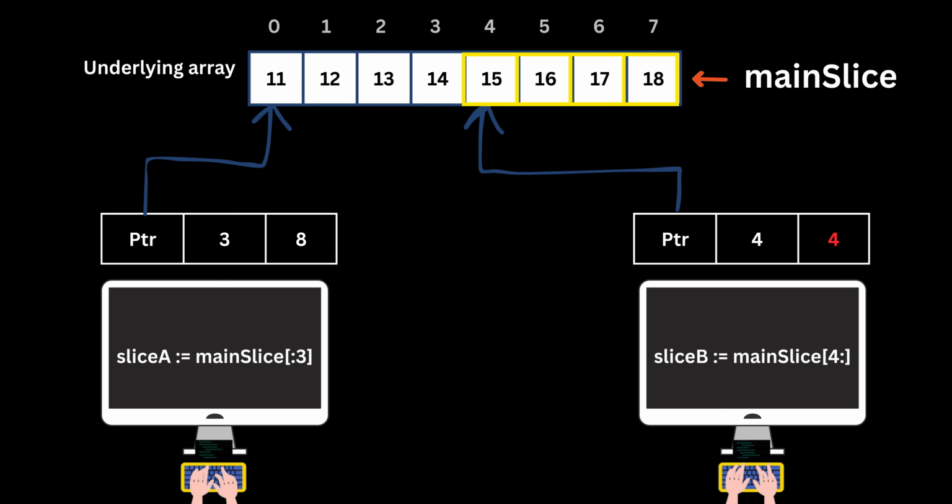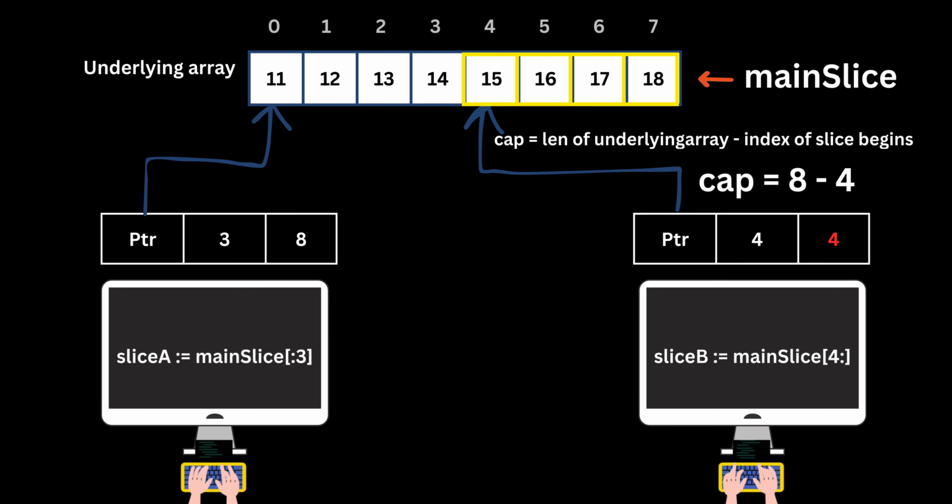So a more accurate definition of capacity would be: the capacity of a slice is equal to the length of the underlying array minus the index in the array of the first element of the slice. That is 8 minus 4, which is equal to 4. That will be the capacity.